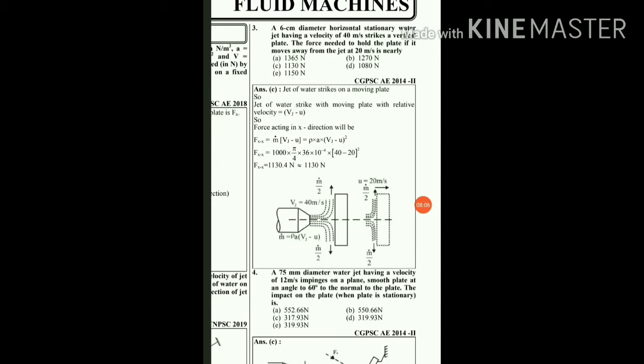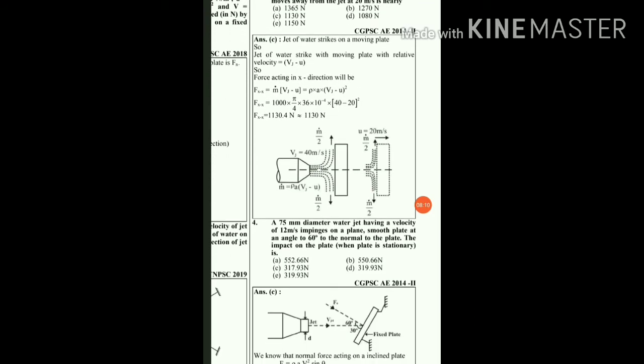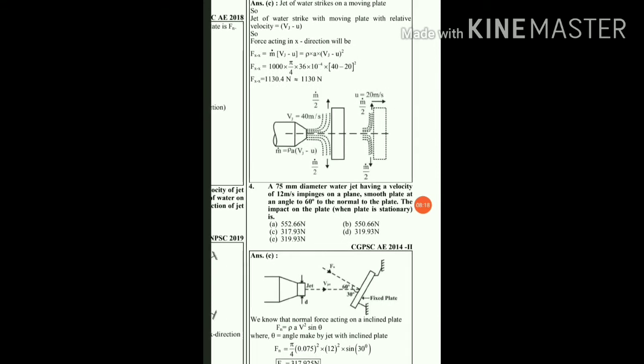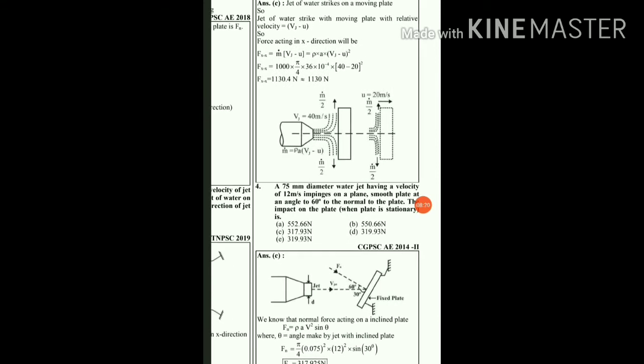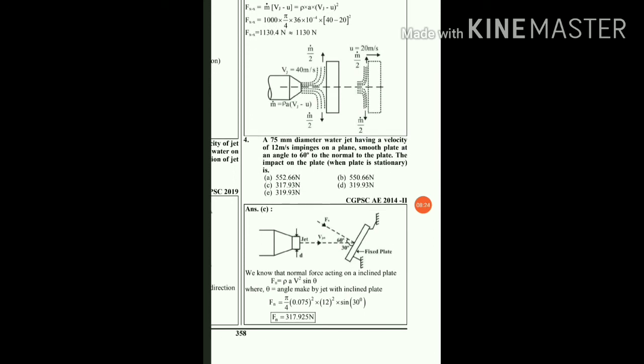The next question, that is question number 4. A 75 mm diameter water jet having a velocity of 12 meter per second impinges on a plane smooth plate at an angle of 60 degree to the normal to the plate. The impact on the plate when the plate is stationary. So here the question is that again we have to find out the force exerted by the jet on an inclined plate. Earlier we have solved a problem for a fixed plate. Now there is a question for the inclined plate.